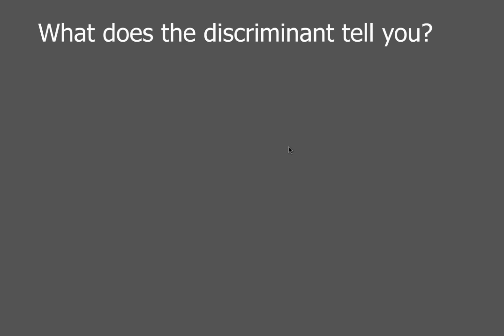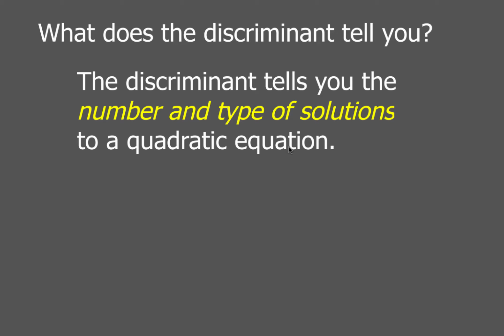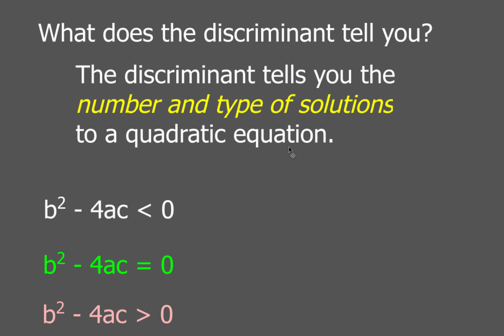Now, what does the discriminant tell you? The discriminant tells you the number and types of solutions to a quadratic equation. So the value you get, you're going to have one of 3 different possibilities. When you determine the numerical value of b squared minus 4ac, it could be negative, less than 0, it could equal 0, or it could be positive.